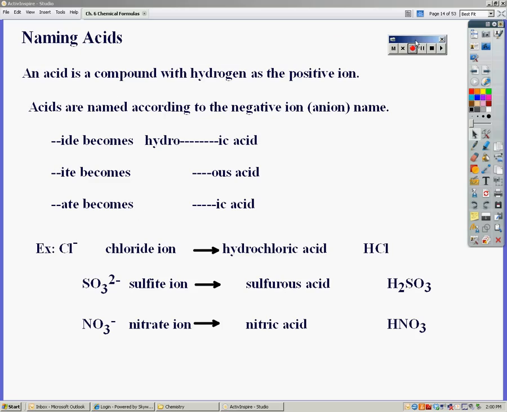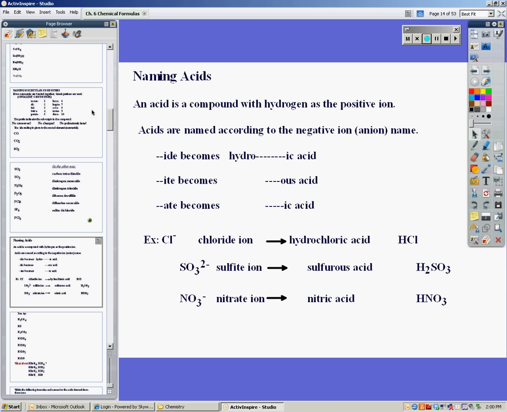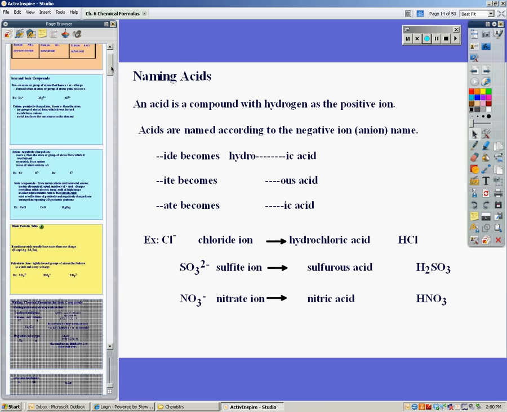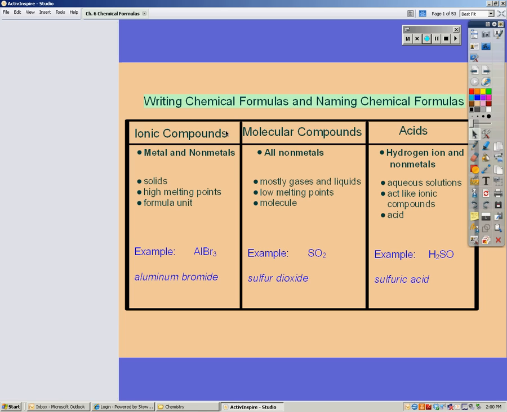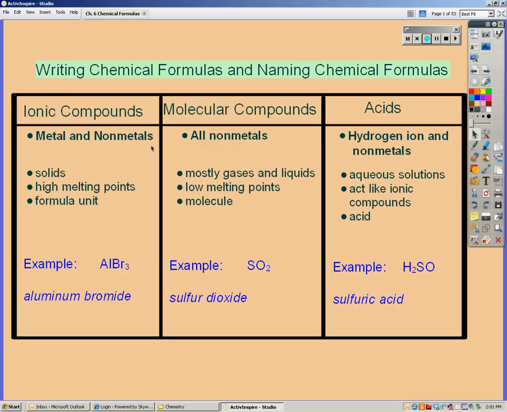Okay, so today we're going to talk about how to name and write formulas for acids. We've already done ionic compounds and molecular compounds, so today is the last one about acids. So let's go back to our first page one more time and look at what makes an acid be an acid.